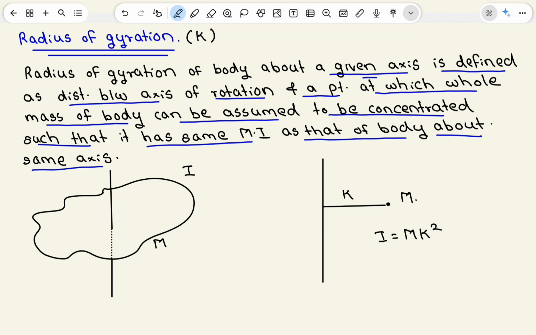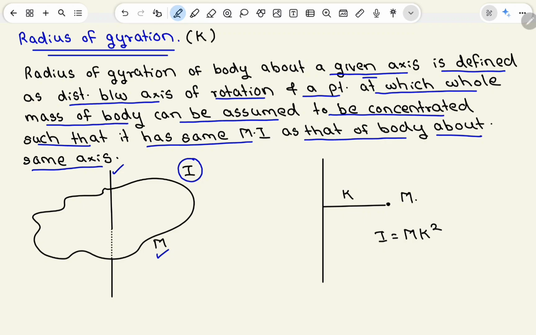Let's see what is actually given in this definition. For that, I have considered the body on the left hand side. So we have a weird shaped body on the left hand side of the screen whose mass is m. Then we have defined the axis of rotation over here, and around that axis of rotation, the moment of inertia of the given body is I. So we have a body whose mass is capital M. We have shown the axis of rotation, and about this given axis of rotation, the moment of inertia is I. If we change the axis of rotation, the moment of inertia is also going to change.